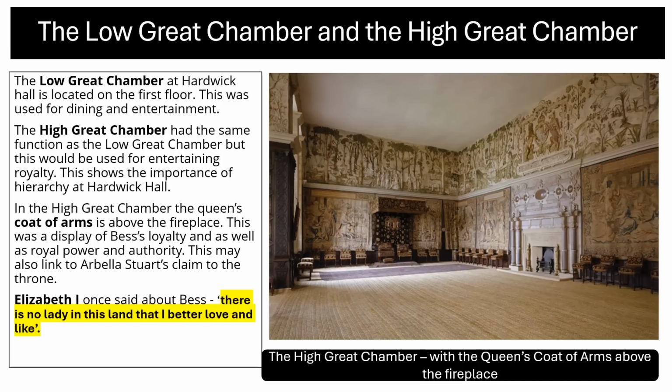Now in the high grate chamber, the Queen's coat of arms is above the fireplace. Now this is a very important detail. It shows Bess's loyalty as well as being her link to royal power and authority. And it may also link to the fact that her granddaughter Arbella Stuart, Bess felt she had a claim to the throne. And remember that Bess and Elizabeth I were close. Elizabeth I once said, "There is no lady in this land that I better love and like."